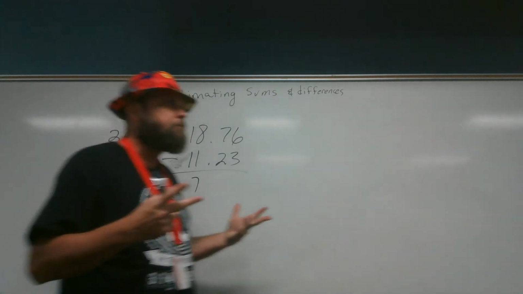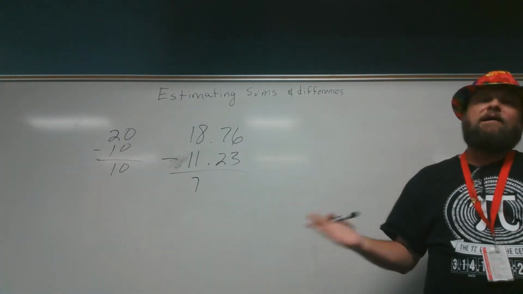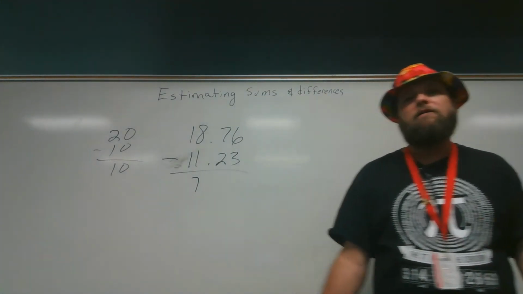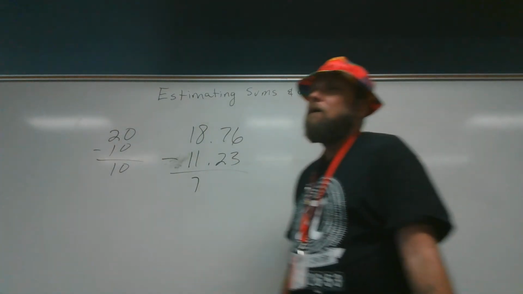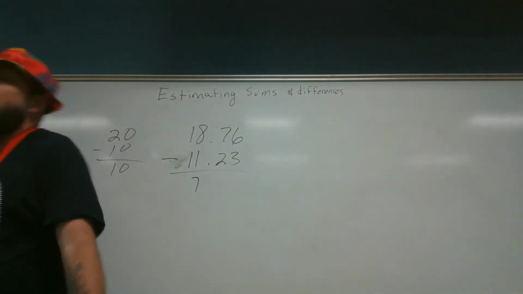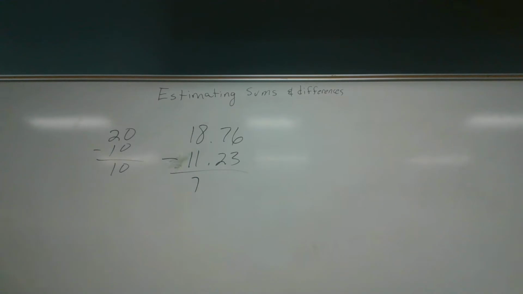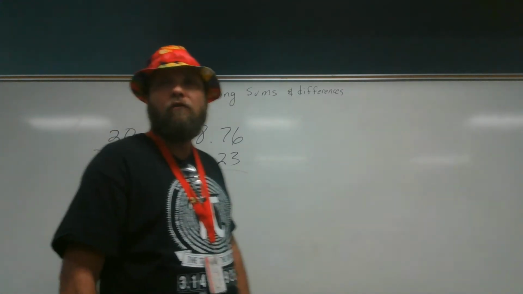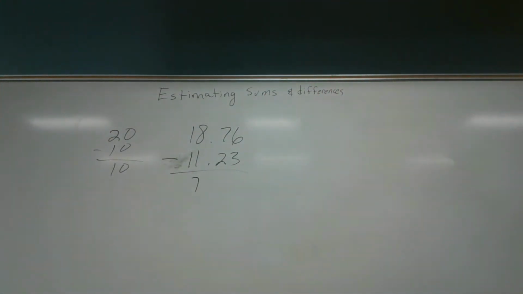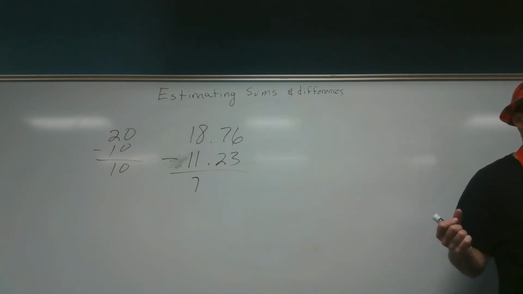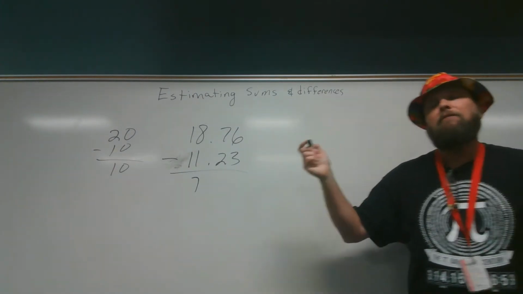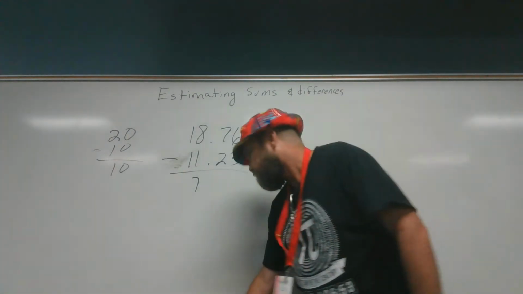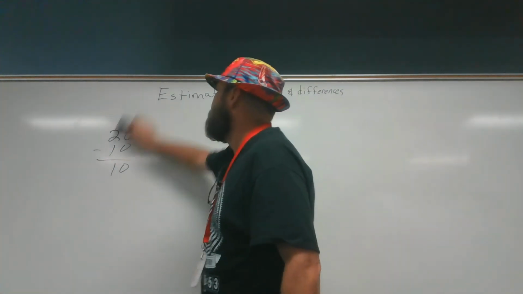Now earlier today we did some precise, exact adding and subtracting of decimal numbers. If you have to get an exact answer like we did earlier, estimating is a good idea because that tells you if your answer is near it. Look, we don't know how to multiply decimals yet. I haven't taught you how to multiply decimals yet.